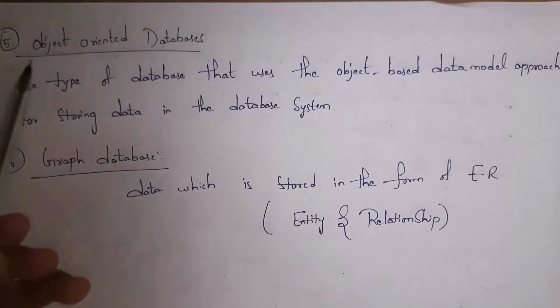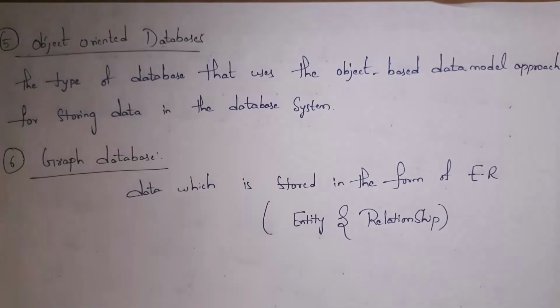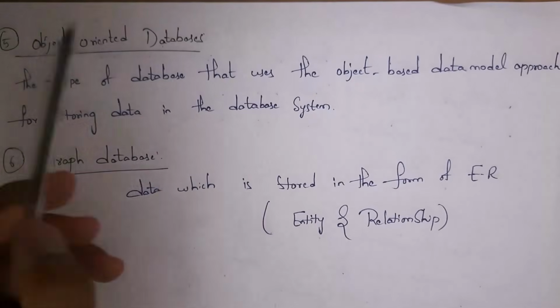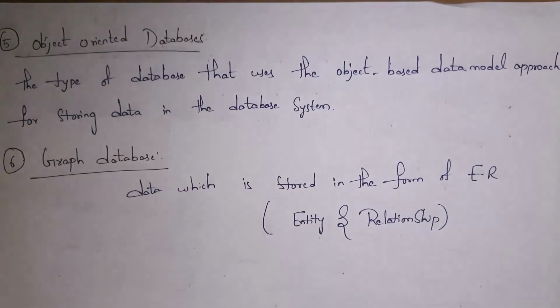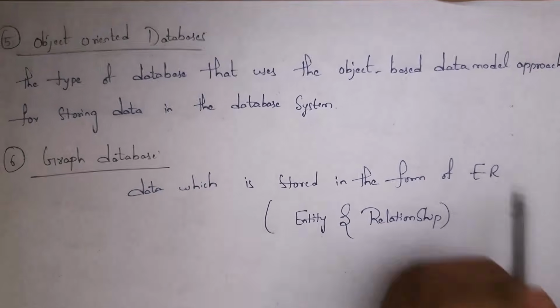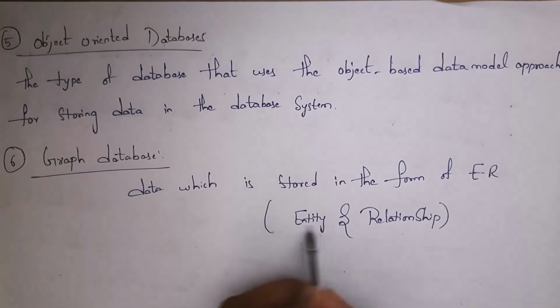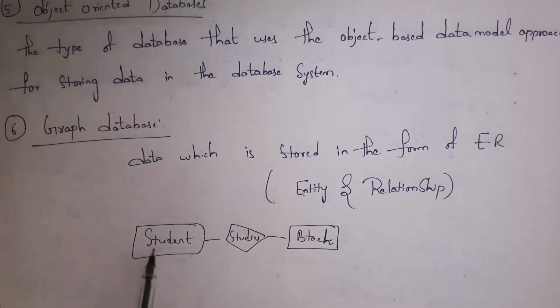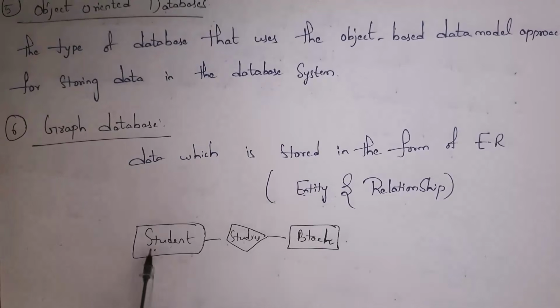Next one is object-oriented database. For example, consider Python, which is an object-oriented programming language. Object-oriented database means by using a Python program itself, we can create a database and perform various operations on the database. And last one is graph database. Data which is stored in the form of ER is known as a graph database. What is the meaning of ER? ER stands for entity relationship. In this example, student and btech are entities. What is the relationship between these entities? Studies. So studies is the relationship.